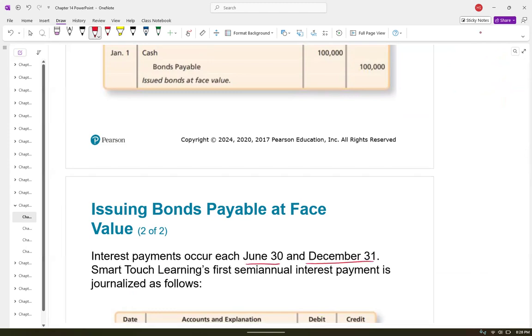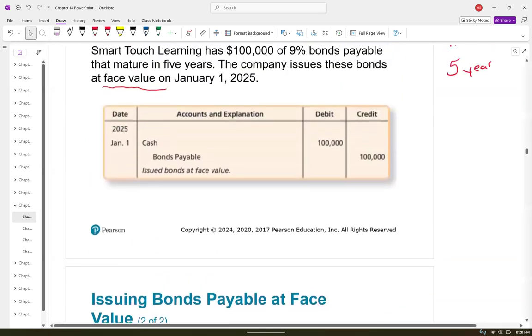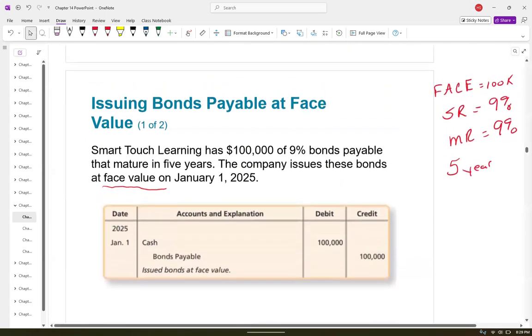Okay, so the next thing, here's where they tell us interest payments occur each June 30th and December 31st. That is great because by them paying on December 31st, we don't have to make an adjusting entry to accrue the interest expense. There might be a problem that does that, but this is great for us to not muddy up the water too much right now. So it's a semi-annual interest. We have all our information back up here.